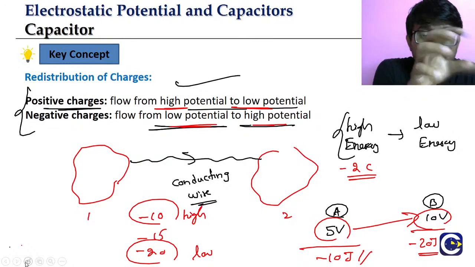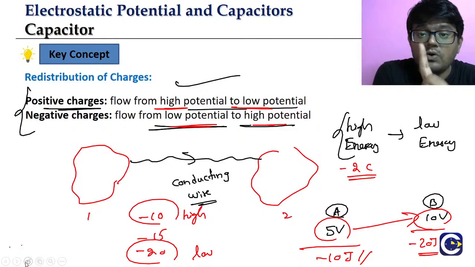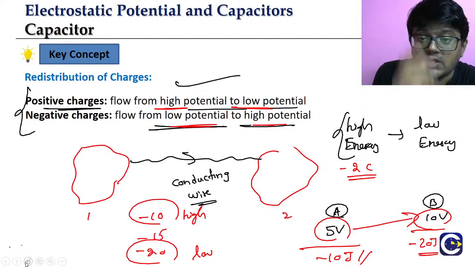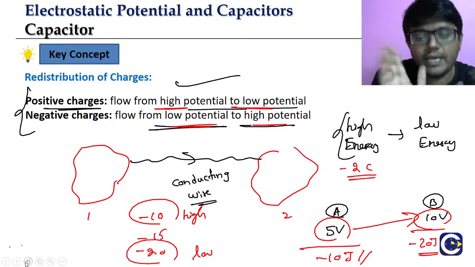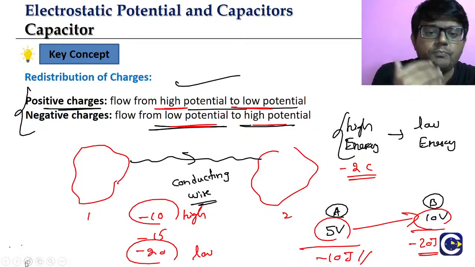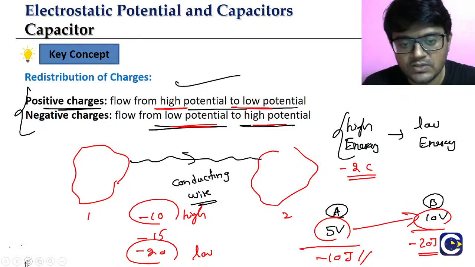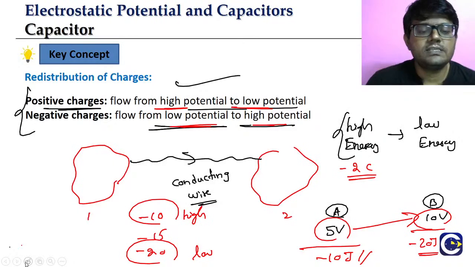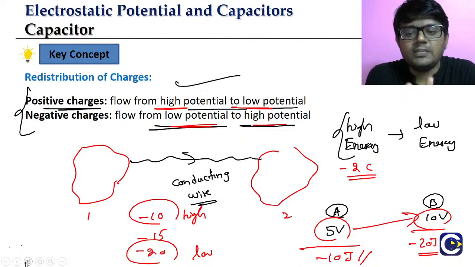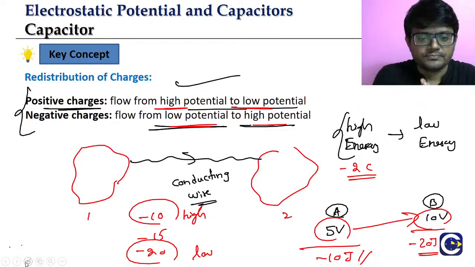But the basic concept in both is the same. What is it? Any charge will always go from a place where it is having high energy to a place where it is having low energy. That is how it will be. But in terms of potential, when we observe, we will see a difference between the positive charge case and the negative charge case. Okay? So this is how we will see the movement of the charges from one place to another.